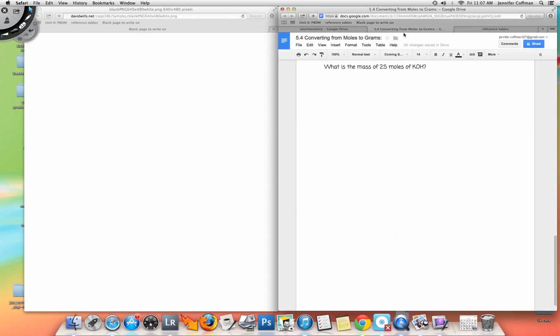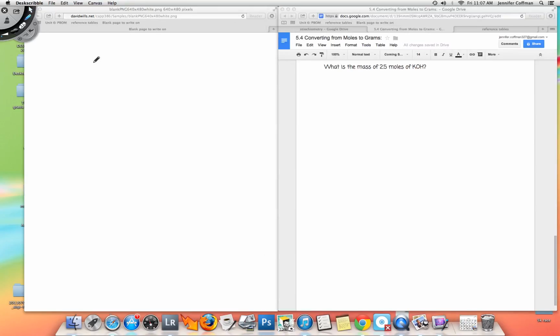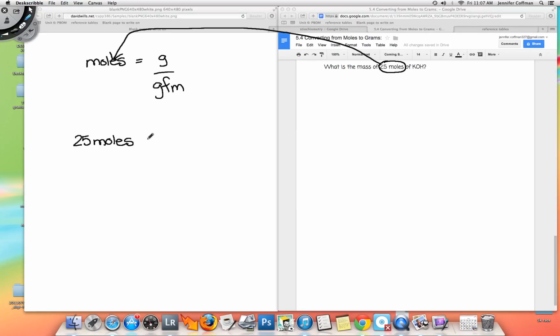Alright, let's go back to the question. And I'm always writing my formula down. And this time, I'm not going to rearrange the formula. I'm going to plug them in and then do the math with the numbers. So I'm going to do moles equals grams over gram formula mass. The moles is given to me. It's right here. That number goes there. We've got 25 moles equals grams, which is what I'm looking for. Mass is always in grams. So grams over gram formula mass.